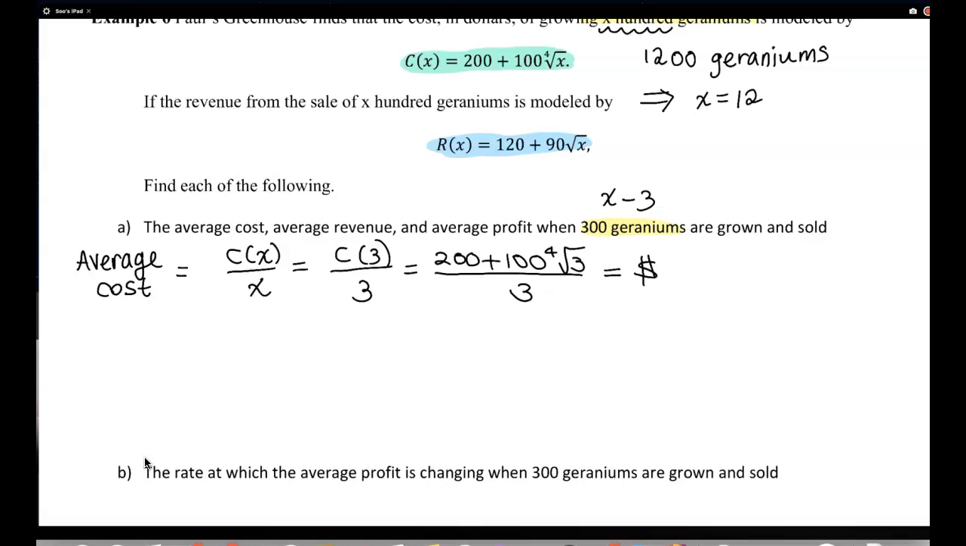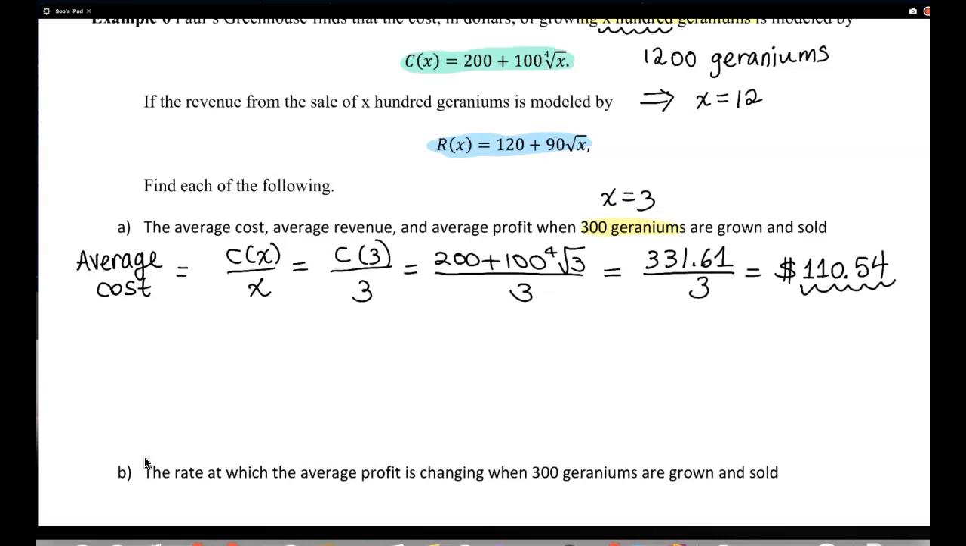So I'm about to just hit the divide button too. So I got 331. I'll just take it one more step. The numerator came out to be 331.61, and I'm going to divide that by 3. And that comes out to be $110.54. So this is their average cost if they are producing and selling 300 geraniums. Okay, let's go ahead and find something else.